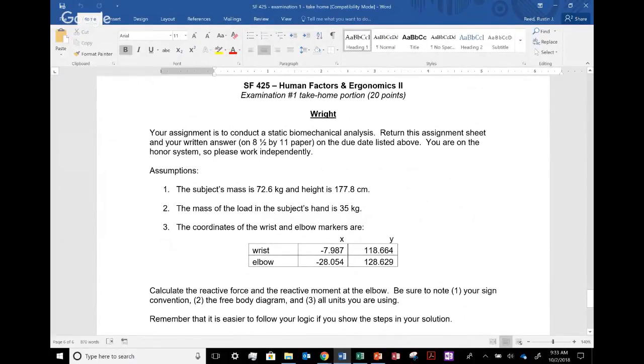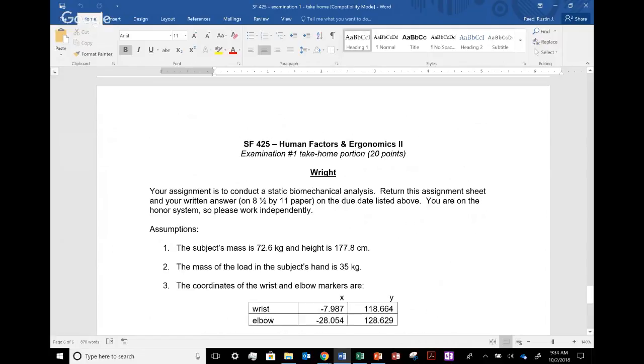Looks just like this, right? But this is somebody else. I don't know where Dr. Fogelman got these names, but anyway, you have a mass and a height for your subject. You have a mass of the dumbbell or load. I'm just going to assume a dumbbell. And this person, this is a, well, I don't know. This is a, what?